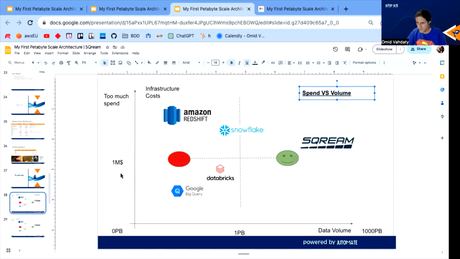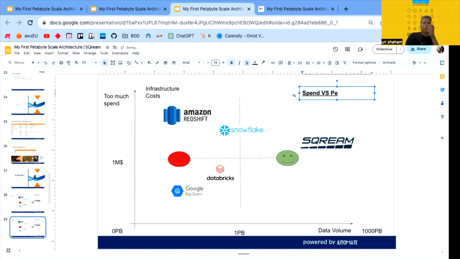Let's do this again. And you wanted to compare spend versus performance? Yeah, performance or speed, for the same use case exactly. I think in the end this is what we are trying to say: what will perform better on the same use case, on the use case that we have here.